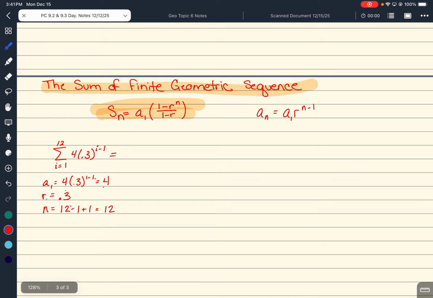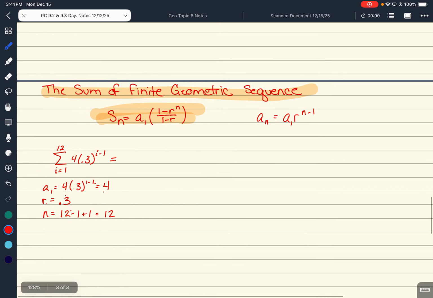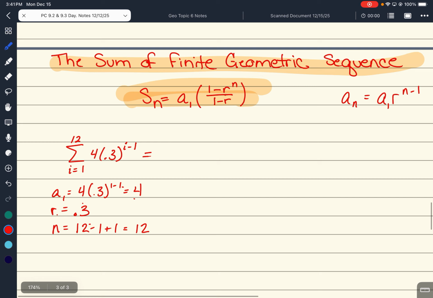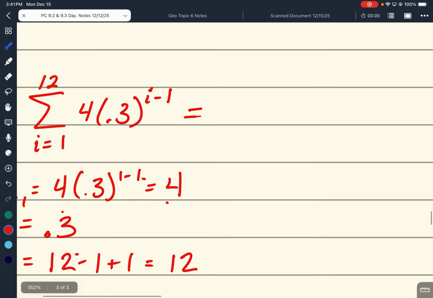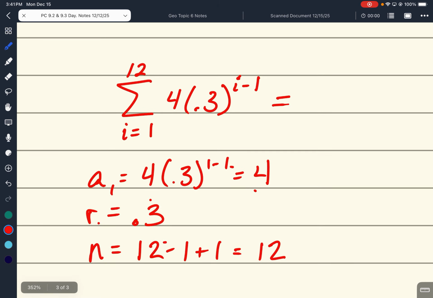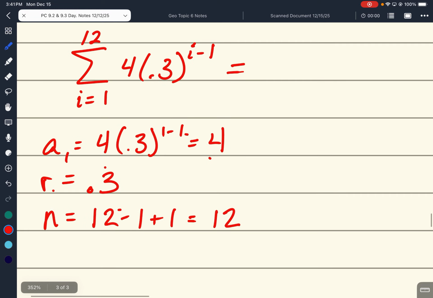The formula says a sub 1. What was a sub 1? 4. Okay, 4. Then what else on the formula?